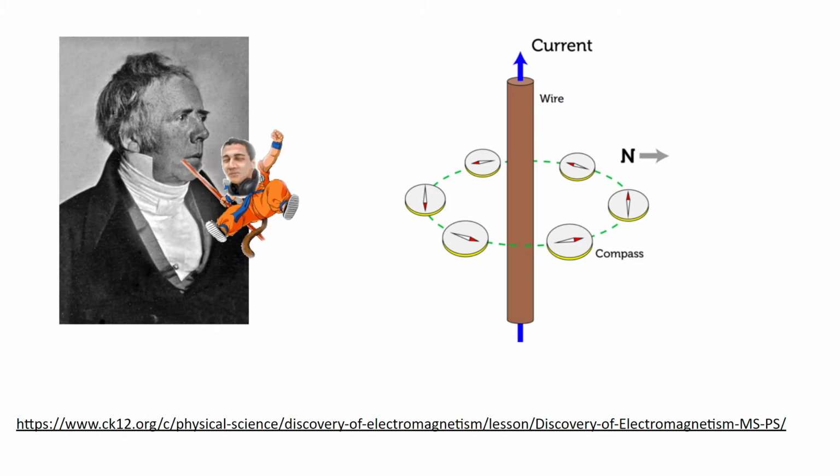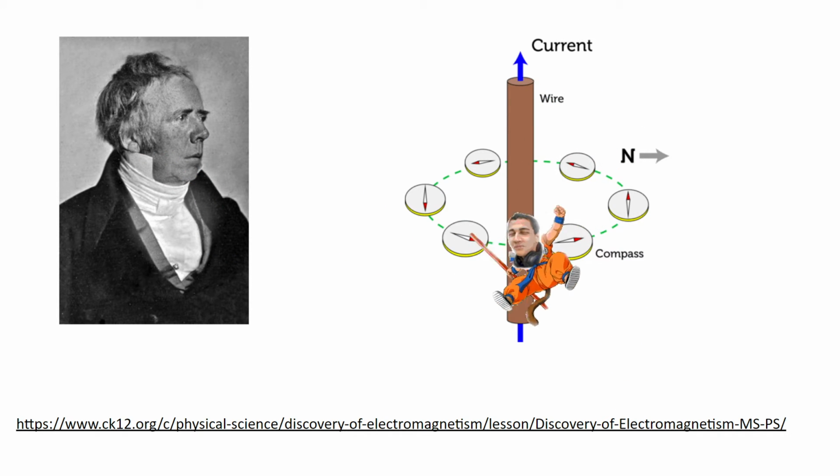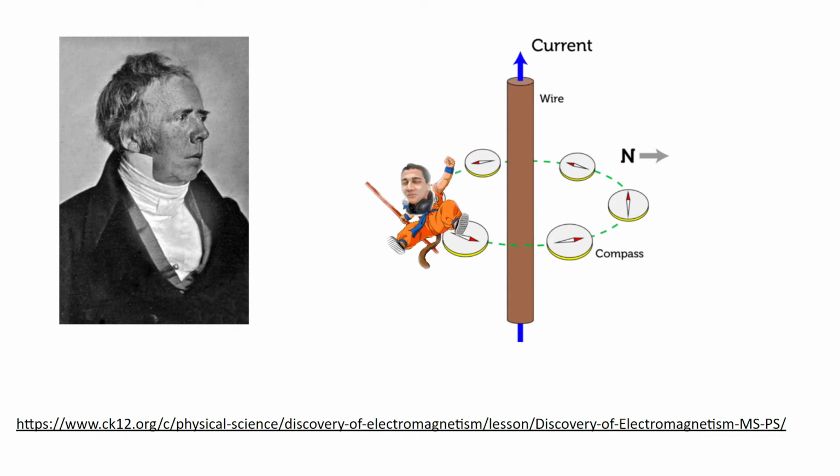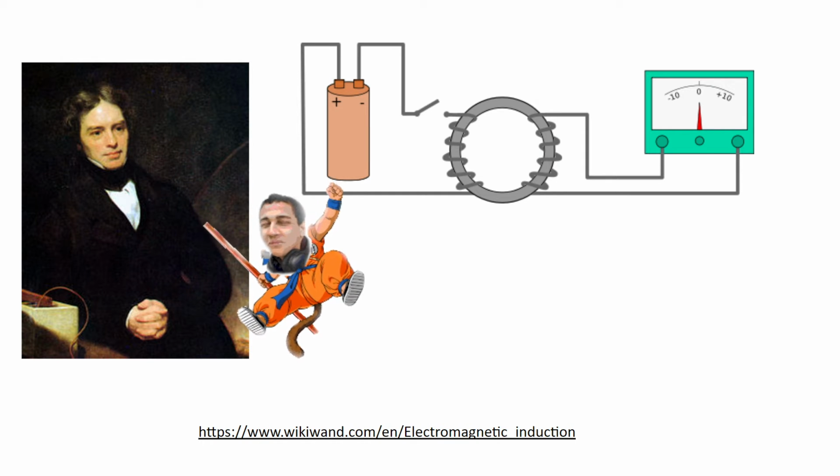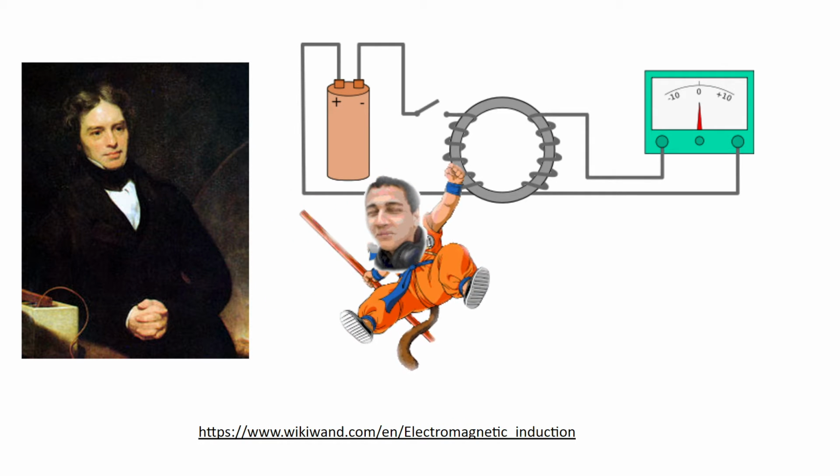Scientists like Ørsted have already shown that if you have a current in a wire, it will create a magnetic field. So a current can have magnetic fields. But scientists like Faraday wondered, could you produce a current from a magnetic field? In other words, is the opposite true?